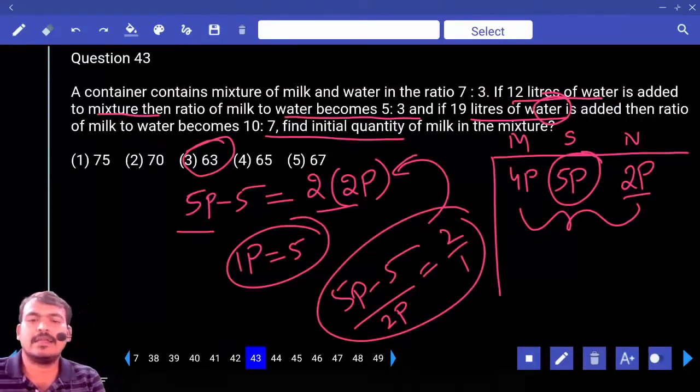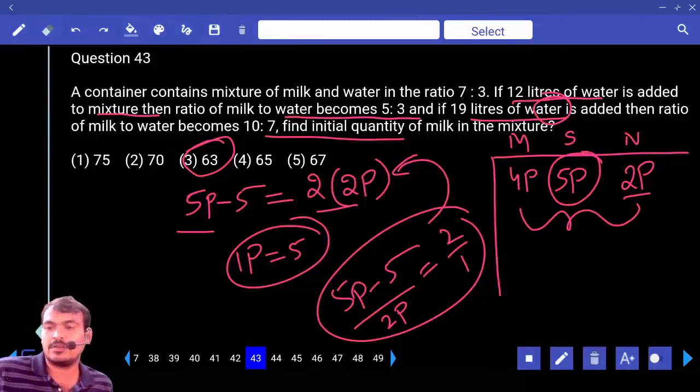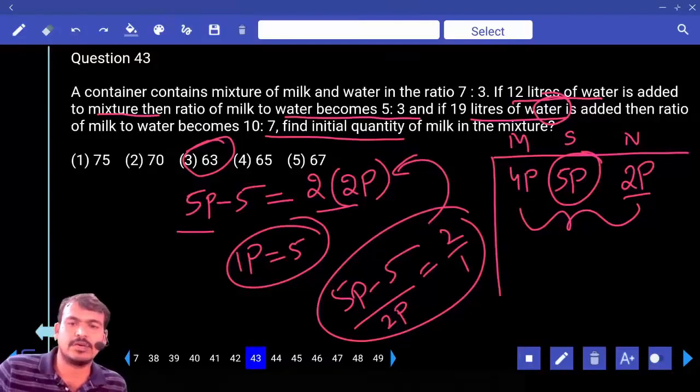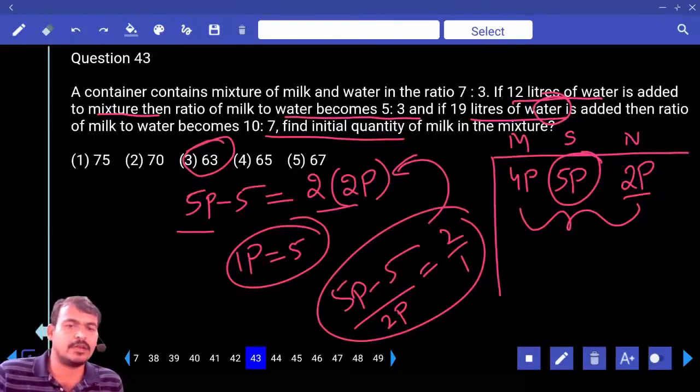A container contains a mixture of milk and water in the ratio of 7:3. If 12 liters of water is added to the mixture, then the ratio of milk to water becomes 5:3. If 19 liters of water is added, then the ratio of milk to water becomes 10:7. Find the initial quantity of milk in the mixture.